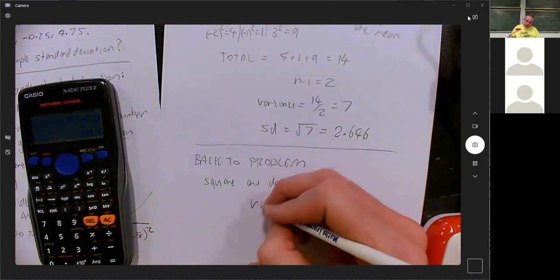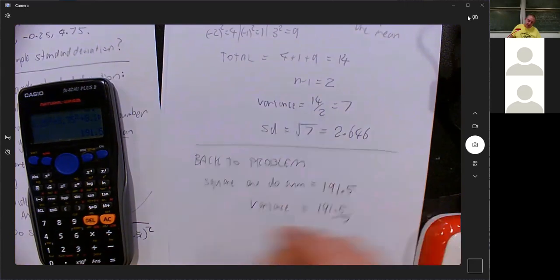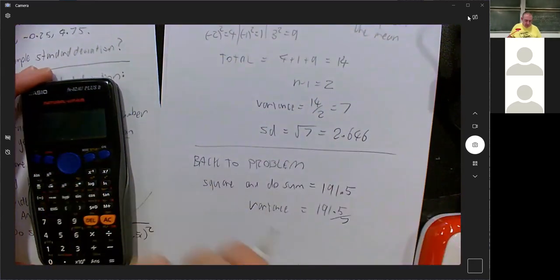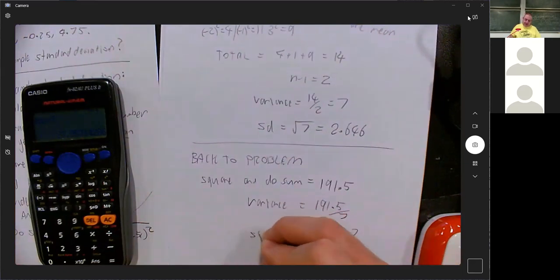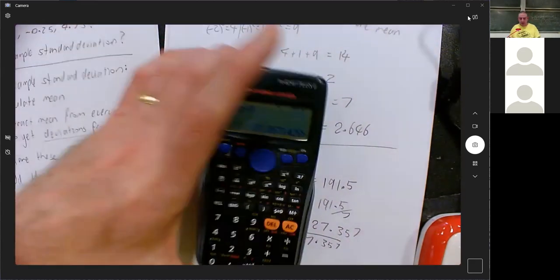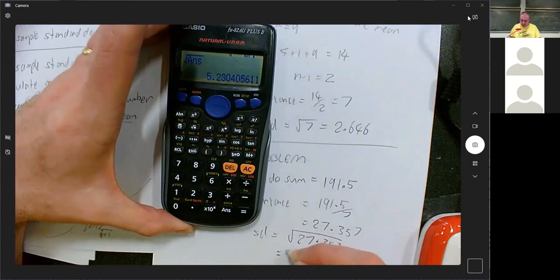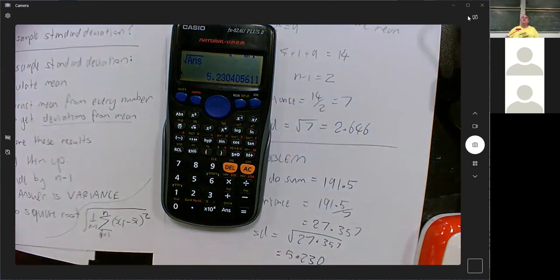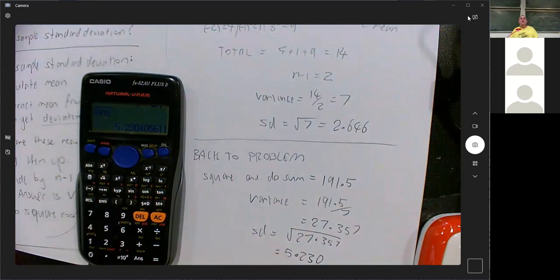And then my variance will be that divided by 1 less than the sample size, which is 27.357, and then the standard deviation will be the square root of that. So I'll do the square root of the answer. Yay! I don't know how many decimal places they like, but this is enough for me. That's SD for standard deviation.